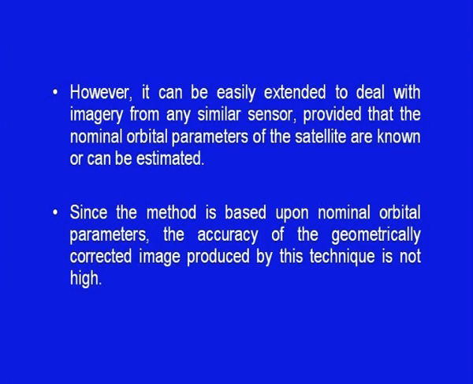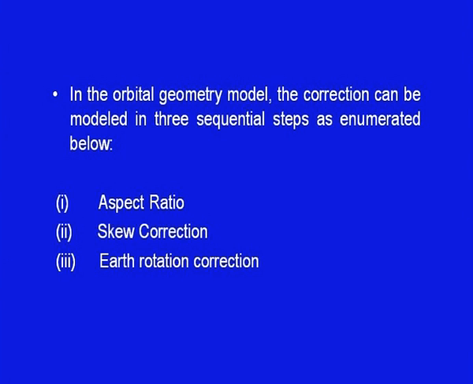However, it can be easily extended to deal with imageries from similar sensors, provided that the nominal orbital parameters of the satellite are known or can be estimated. Since the method is based on the nominal orbital parameters, the accuracy of the geometrically corrected image produced by this technique is not high. In the orbital geometry model, the corrections can be modeled in three sequential steps as enumerated below. First is aspect ratio, second is skew correction, and third is Earth rotation correction.